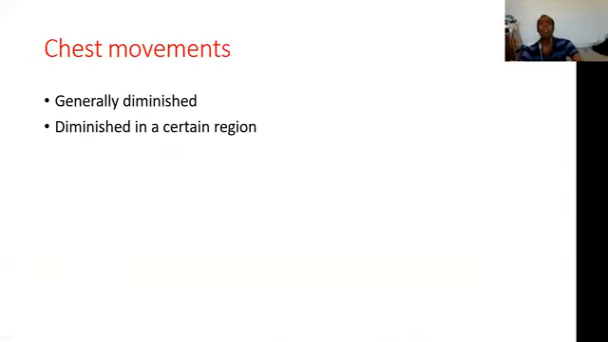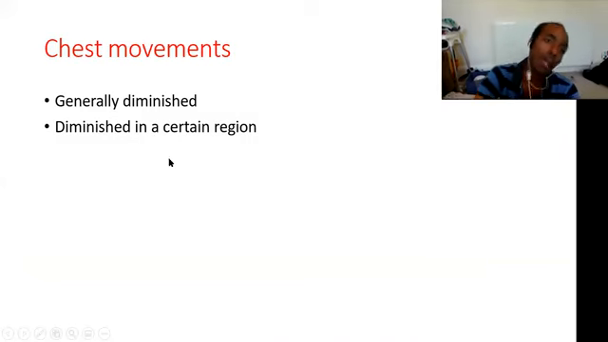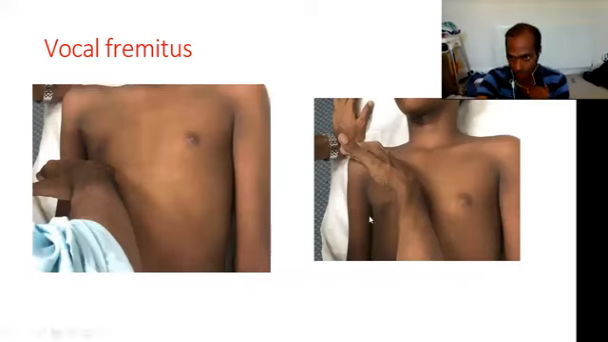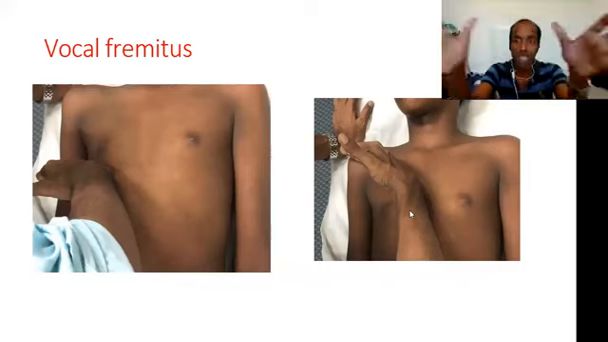Now, what can be abnormal in the chest movements? Chest movements can be generally diminished all over the fields or bilaterally, or they could be reduced in a certain region, and we'll come to that at the end of this discussion. So make note of that. Then in the palpation, we have done the tracheal examination to see if it's deviated or not.